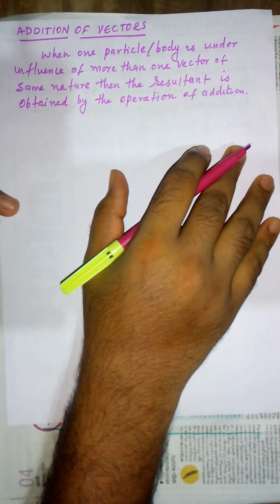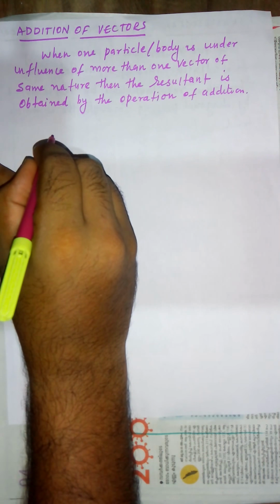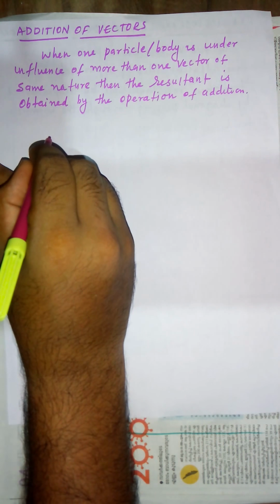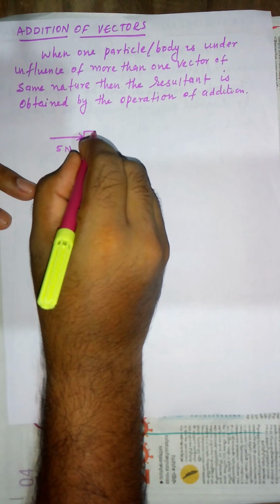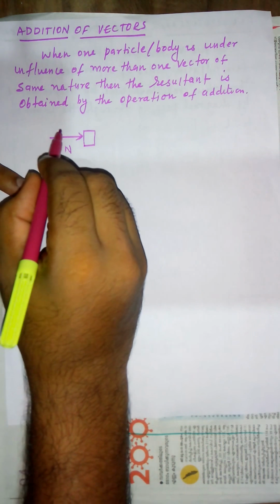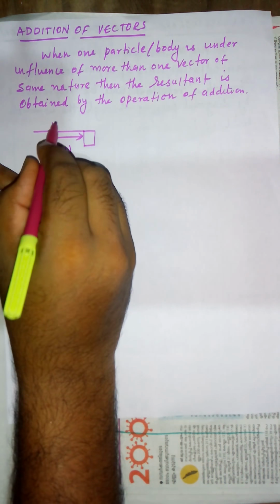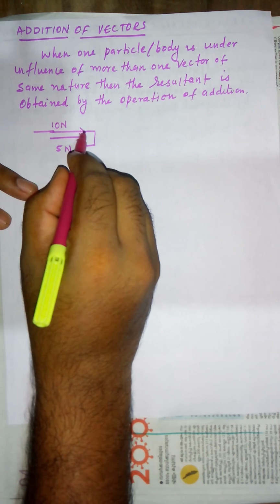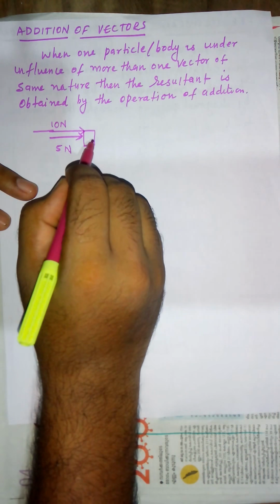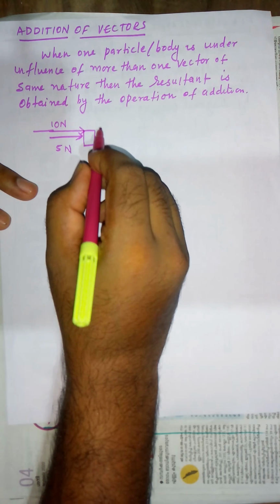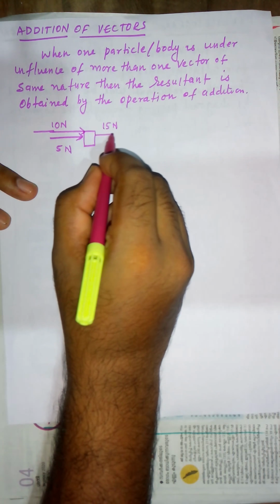Okay, for example, suppose I am taking an example of force. A force of 5 Newton is acting on one of the bodies, and another force of 10 Newton is acting on the same body. Then how much will be the total force experienced by this body? The total force experienced will be 15 Newton, right? 15 Newton, and that 15 Newton will be in the forward direction.